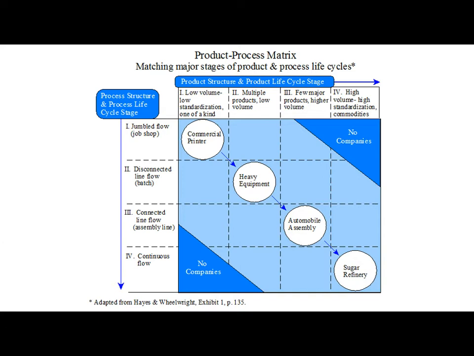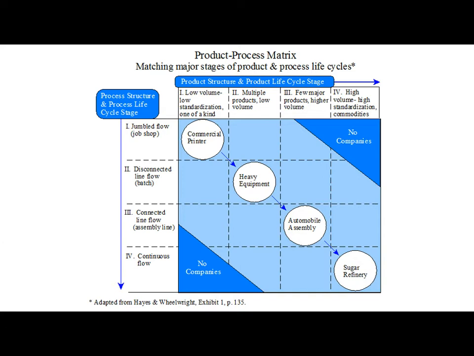Next example is automobile assembly. Here the product structure is few major products and higher volume. Operation process here is connected line flow, that is assembly line. The last example is sugar refinery. Here the product structure is high volume and high standardization commodities. Here the operation process is continuous flow.